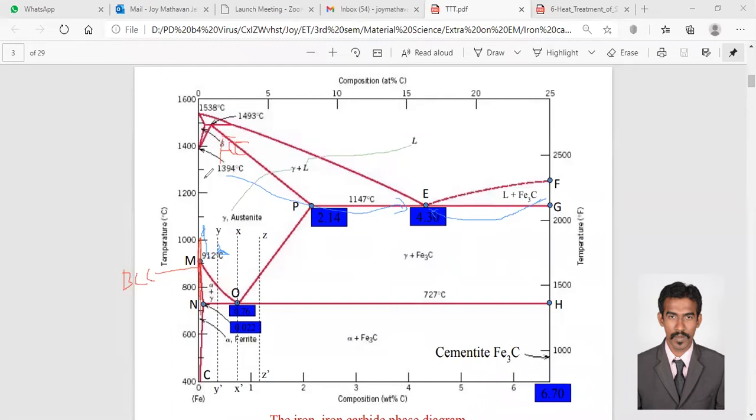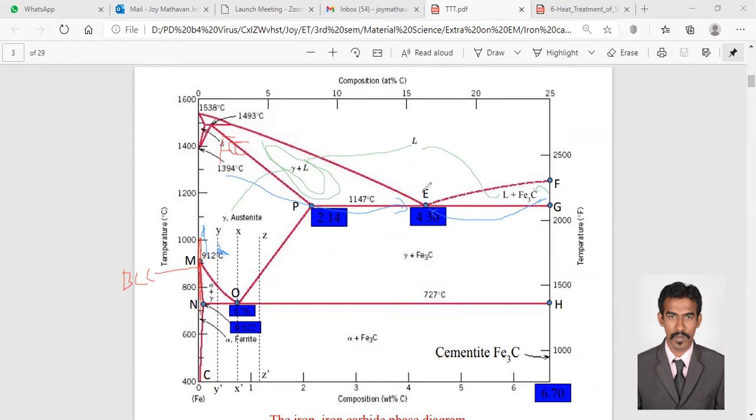So this side we have gamma, here we have liquid. The region formed in between will be the mixture of these two, that is liquid and gamma. Similarly, here we have Fe3C, here we have liquid. So the region formed in between will have the mixture of these two, that is liquid plus Fe3C, that is cementite or carbide. So these are the structures in this region.